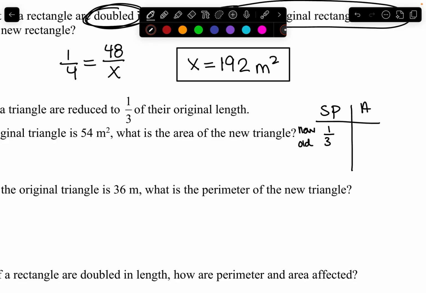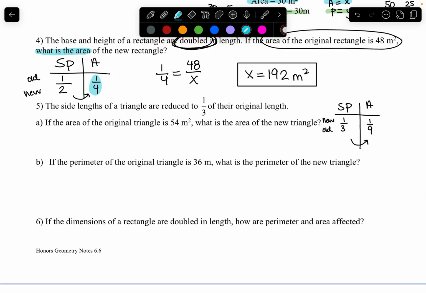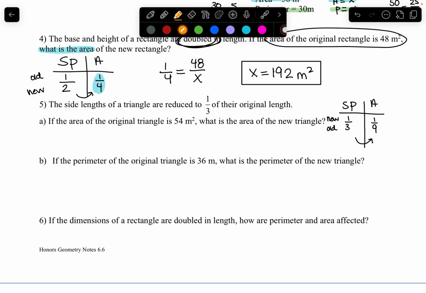Because my image is shrinking, I want my old image to be the bigger one and my new image to be the smaller one. So then when I go to find my area ratio, that's going to be a 1 to 9. All right, it says, if the area of the original triangle is 54, what is the area of the new triangle? So because I'm working with area, I need my area ratio. Now it says if the area of the original, so original is supposed to be on bottom. So I'm going to put 54 on bottom. So 54 times 1 divided by 9 is 6. So the area of the new triangle is 6 meters squared.